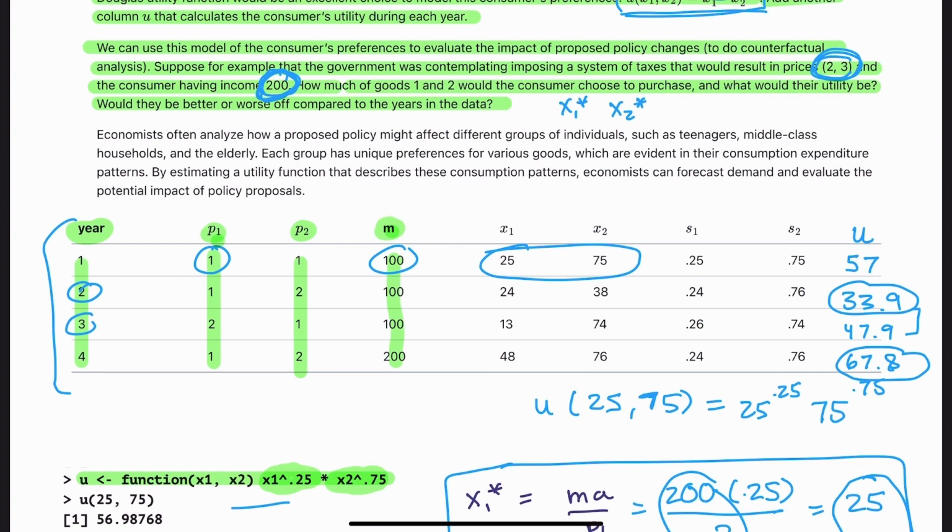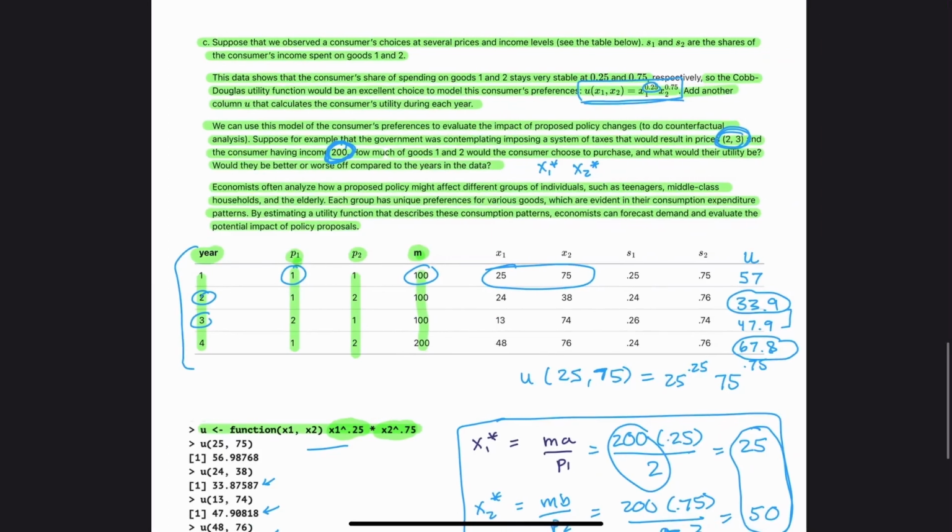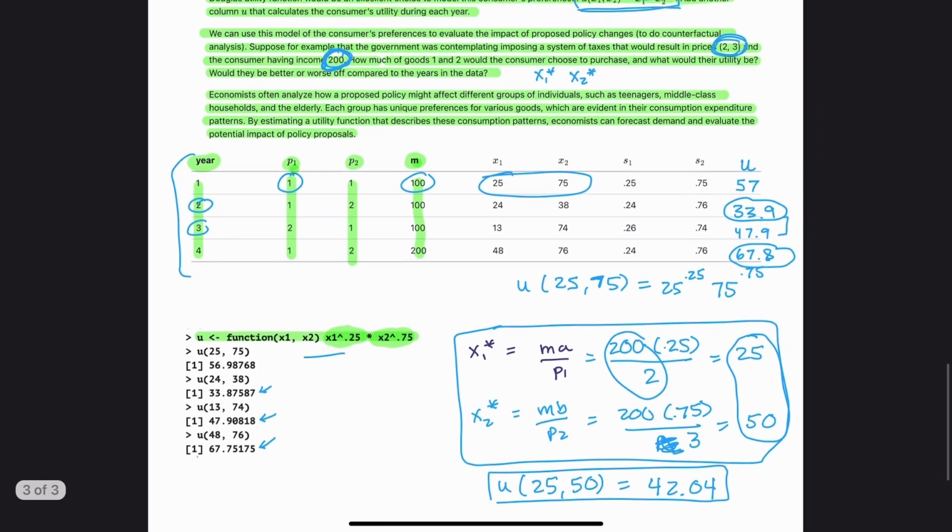And then just finishing up, I'll read this last paragraph. Economists often analyze how a proposed policy might affect different groups of individuals, like teenagers, middle-class households, and the elderly. Each group has unique preferences for various goods, which are evident in their consumption and expenditure patterns. By estimating a utility function that describes these consumption patterns, economists can forecast demand and evaluate the potential impact of policy proposals. So hopefully you enjoyed that last problem. It's kind of cool.